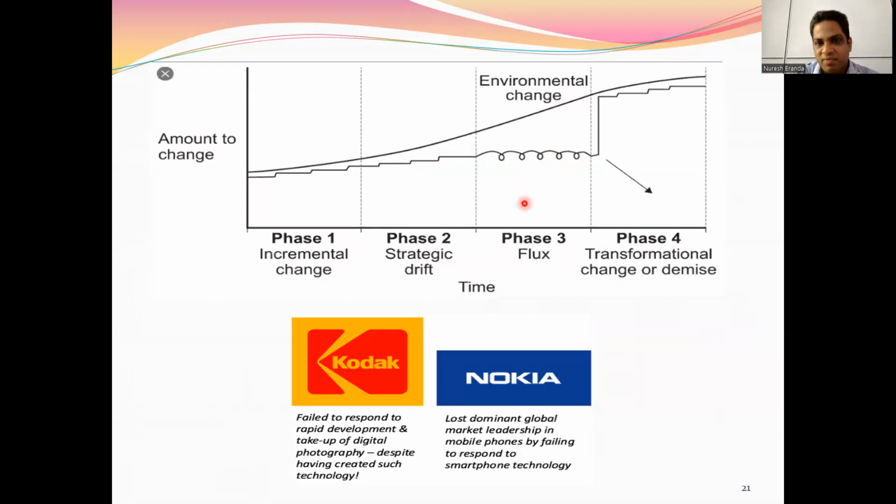Now when you come to this stage, the flux stage, the gap has widened. Now look at this particular stage, where you can see a very big gap between the organization and the environment. So the easiest thing is you have to go down and you have to divest the organization. You have to die as an organization. Now we call it organizational demise.